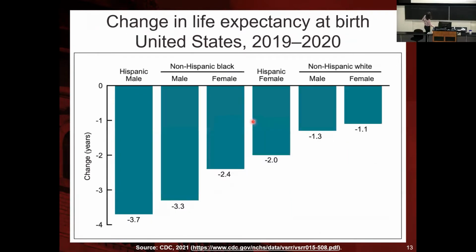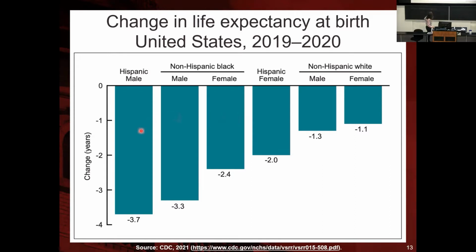Another graph from the same report. This is the change in life expectancy at birth between 2019 and 2020, and now breaking it down by race, ethnicity, and sex, right? So we have Hispanic men and women, non-Hispanic Black men and women, non-Hispanic white men and women, and just putting these groups in order.